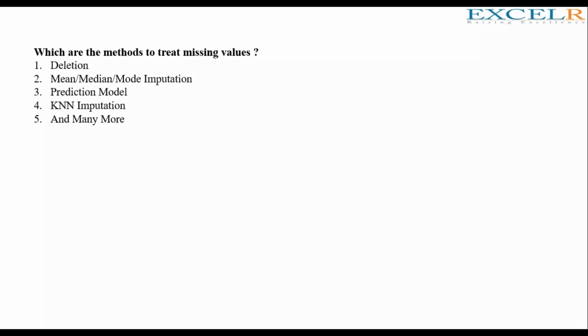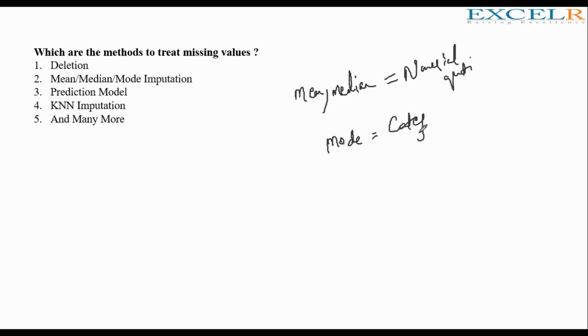The next is you can use mean imputation, mode imputation, and median imputation. Mean and median are very naive, basic techniques that you can employ to impute the data, to treat the missing values for your numerical or quantitative data. Then comes mode. Mode is also a naive method for imputing the data, used for categorical data. So these are the naive methods.